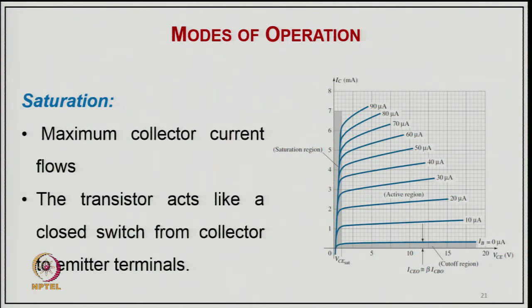When the base current is 0, we call it the cutoff region. Here only leakage current flows. And this region we call the active region, in the sense that you are getting the collector current proportional to the base current. In this case the current gain is quite high, and your power gain is also very high. So maximum collector current flows and the transistor acts as a closed switch from the collector to emitter terminal.